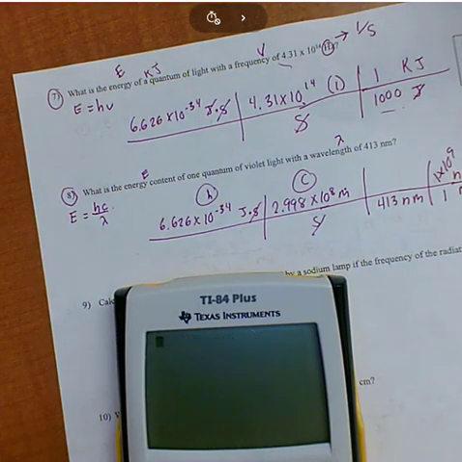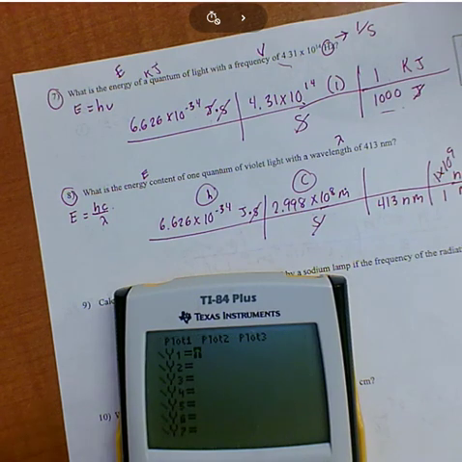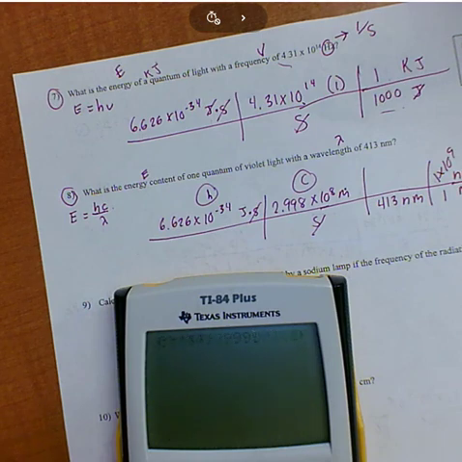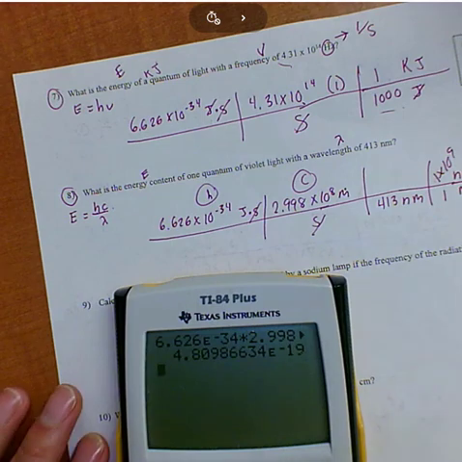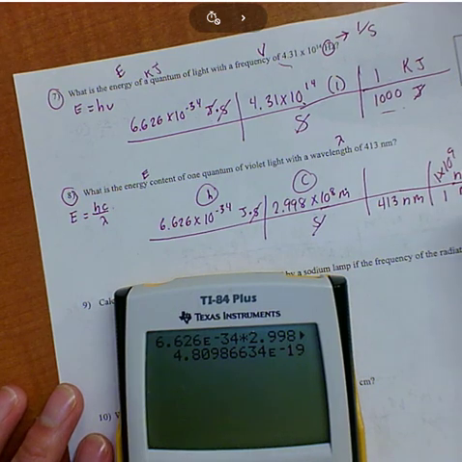And then to do this one, 6.626 e negative 34 times 2.998 e to the 8 divided by 413 times 1 e to the 9. Okay. And I got 4.81 times 10 to the negative 19 joules.